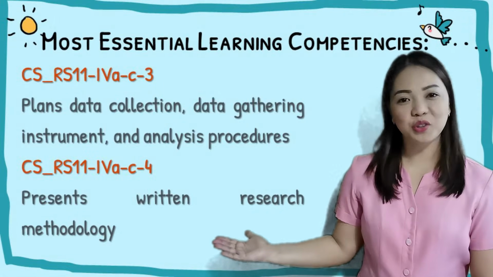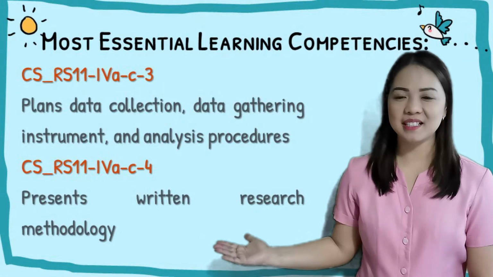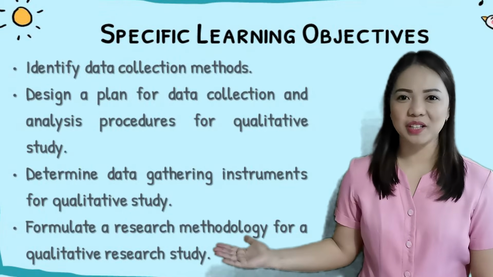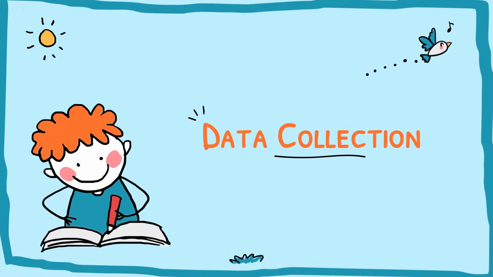The following are the most essential learning competencies and specific objectives that you have to achieve at the end of the lesson. There are different methods of data collection, so every researcher must know how they work in practice, the purpose of each, when their use is appropriate, and what they can offer in students' individual research.